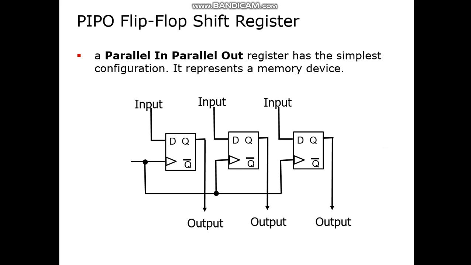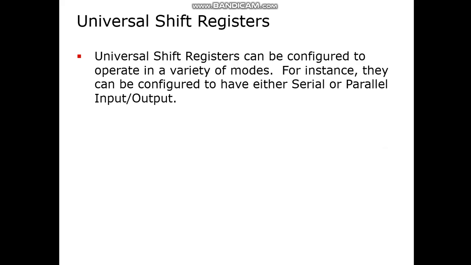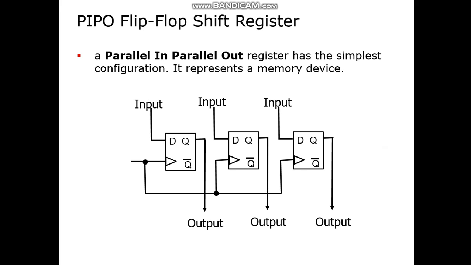Next, parallel in parallel out, mainly used for parallel communication. We are giving the input in parallel and getting the output in parallel. So if you give 1 clock pulse, the output will be there. This is the concept of parallel in parallel out.